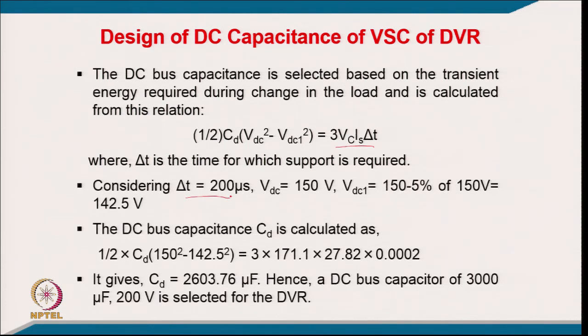So, considering typically delta T 200 microsecond, VDC 150 and 5% reduction in this. Let us say we allow 5% reduction in DC link voltage to take the energy back during dynamic condition. So, it comes to 142.5 volt, and the DC link capacitor C_DC is calculated from this relation, and it comes to 2603.76. The DC link capacitance rounded off to 3000 microfarad with a rating of 200 volt can be selected for the DVR also, because during dynamics the voltage can go more than 150 volt also.